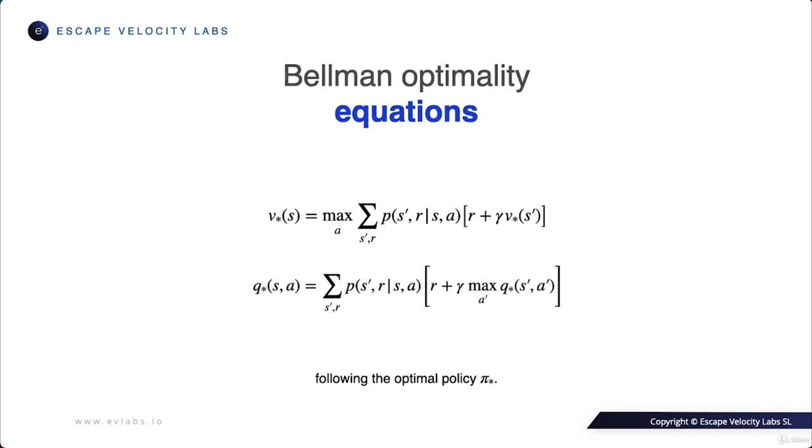And the expected return is this expression here. The probability of reaching each successor state by taking the optimal action multiplied by the reward achieved by reaching that state, plus the discounted optimal value of that state.